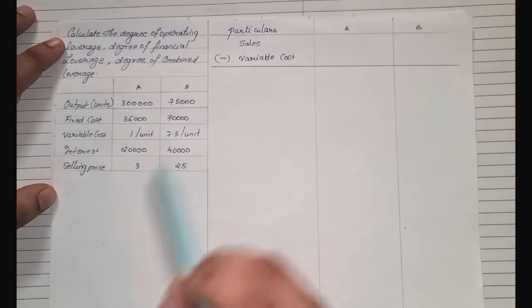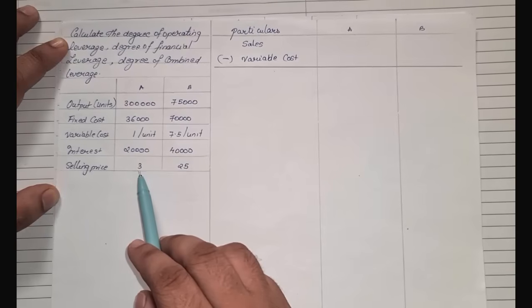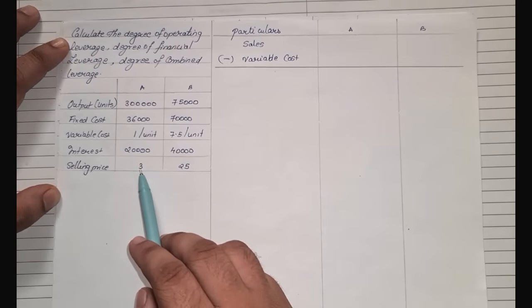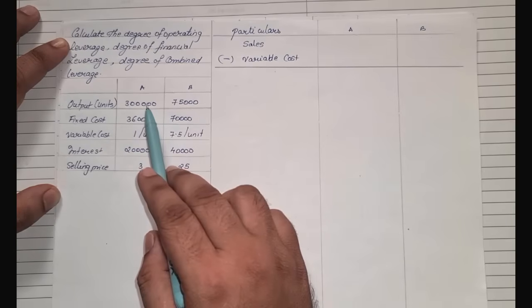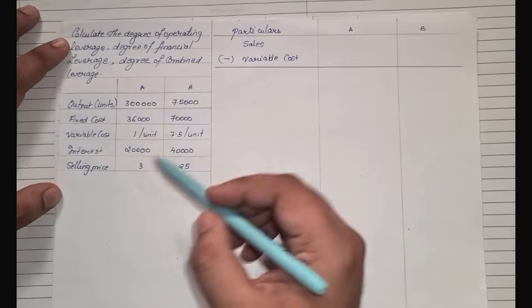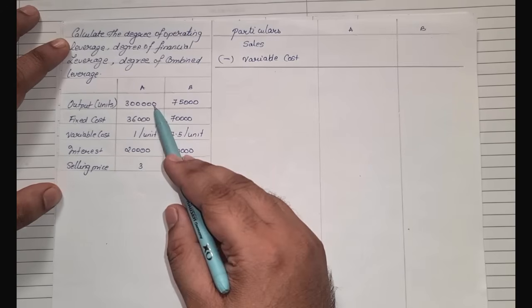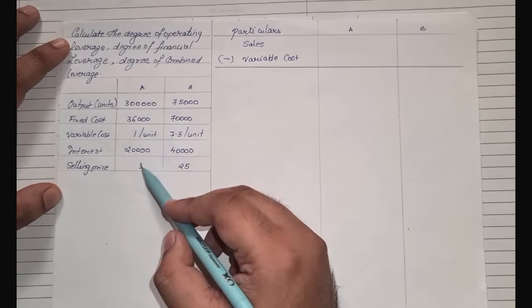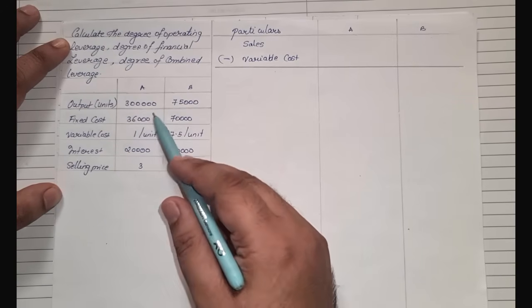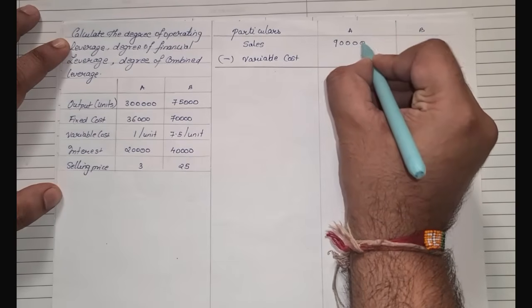Now in order to find the sales, they have given a selling price per unit of rupees 3, and the total number of units produced is given as 3 lakhs. So in order to find the total sales value, it's very simple. We just have to multiply the rate per unit into the number of units. So 3 into 3 lakhs. Our total sale for company A will be 9 lakhs.